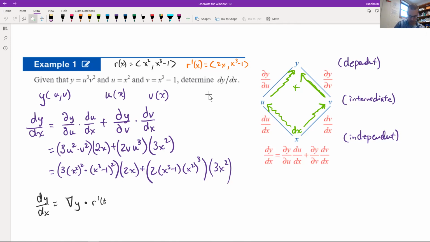I'm so used to writing r of t. This one is r of x. Anyways, the idea is we're going to have two vectors here. We're going to have the partial derivative with respect to u and the partial derivative with respect to v in a vector, and we dot that with the derivatives of u and v over here.